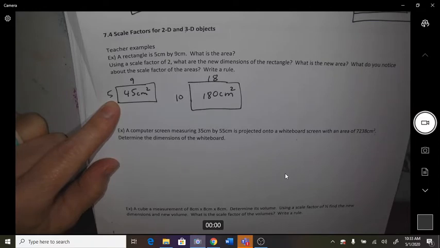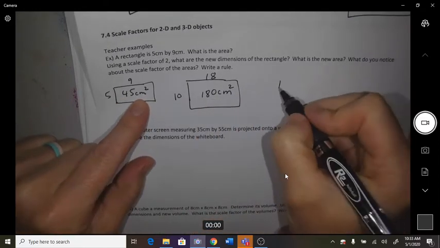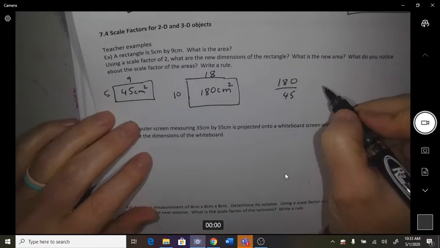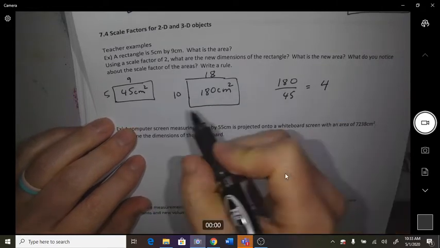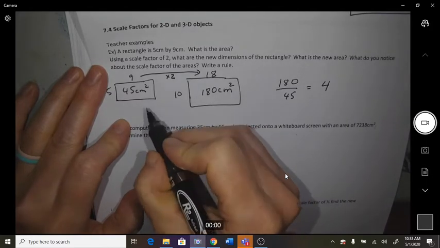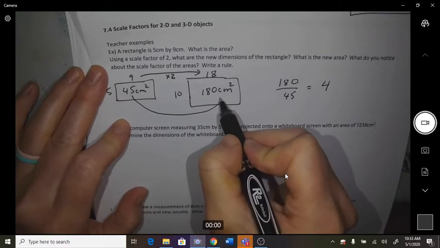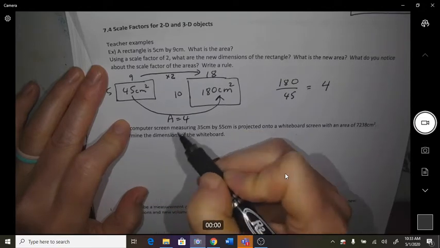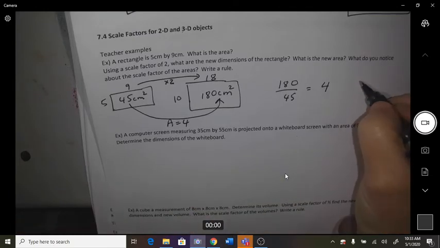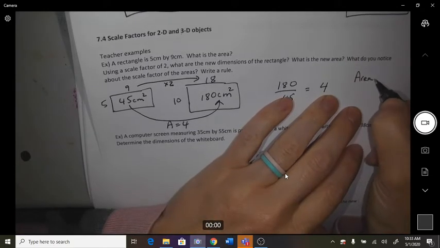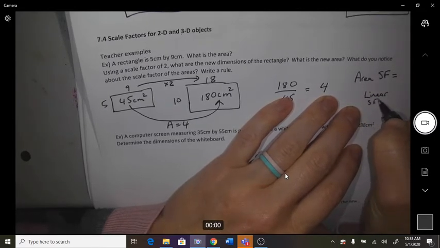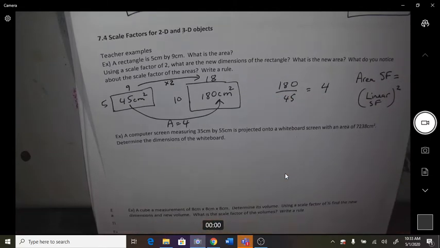What do you notice about the scale factors of the areas? So 180 as a ratio to 45 is a scale factor of 4. So if these linear dimensions have a scale factor of 2, their areas have a scale factor of 4. So what we can say is the area scale factor is equal to the linear scale factor, squared.